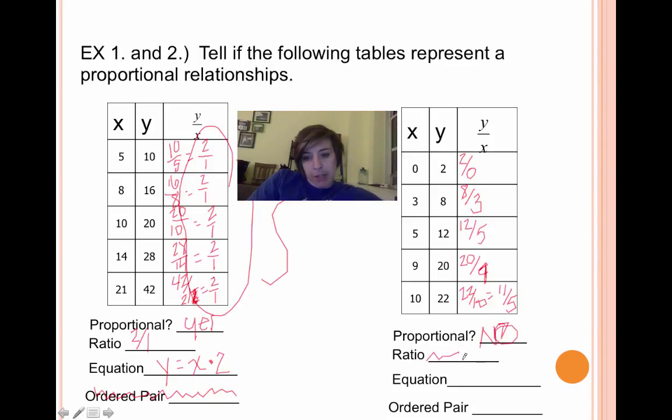There is no ratio. The equation, if you want to look at this, so what do we do to the x to get the y? So to get our y, we take x, what?